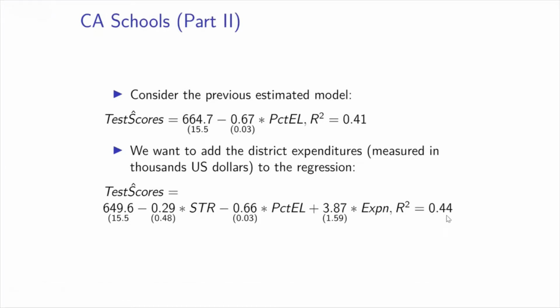In this case, we could run a joint hypothesis test or an F-test on STR and expenditure to see whether the second model is necessarily better than the first one. In the context of an F-test, the first model is known as the restricted model because the coefficients on STR and expenditure in the first model are restricted to 0. The second model is known as the unrestricted model because the coefficients on STR and expenditure are not equal to 0.